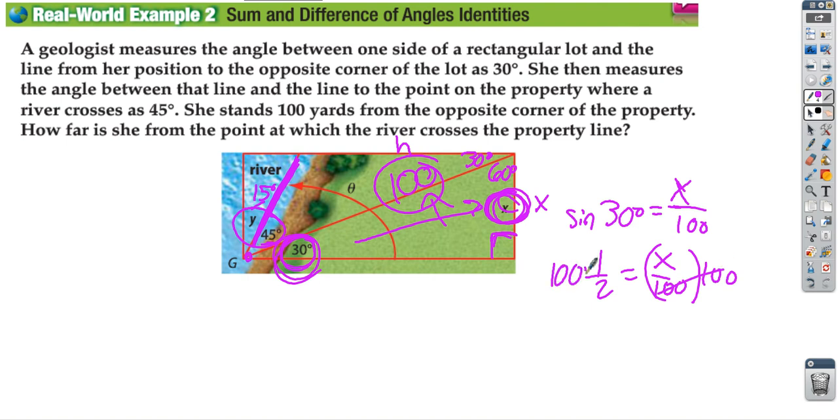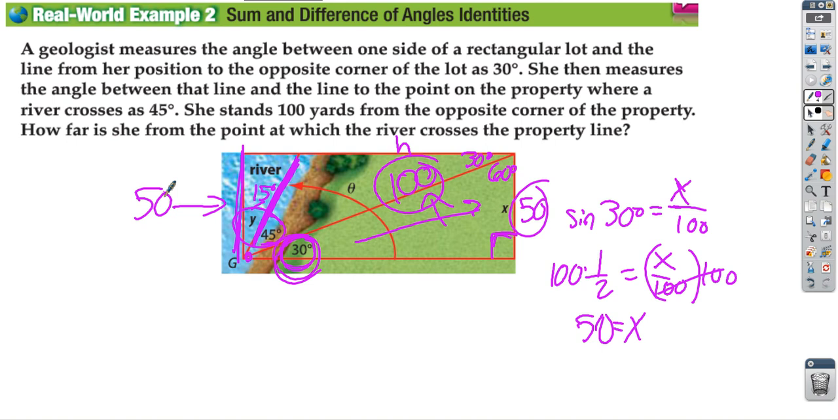100 times 1/2 would be 50. So that means x, this length, is equal to 50 yards, it looks like. So 50 yards is our value. That means this side over here is also 50 yards. That's like the leg of that triangle right there.